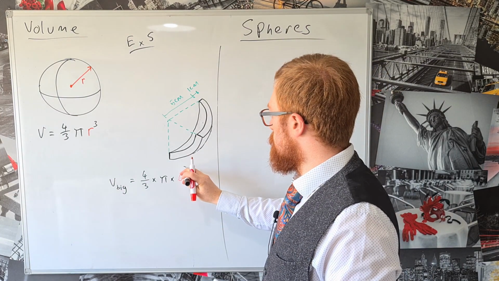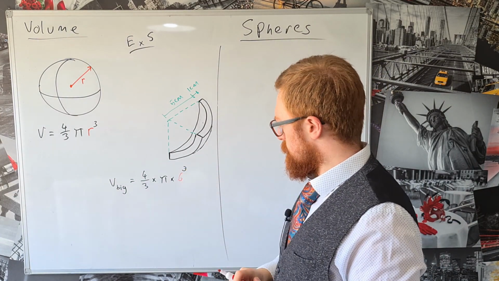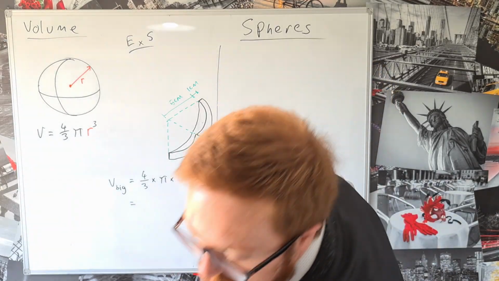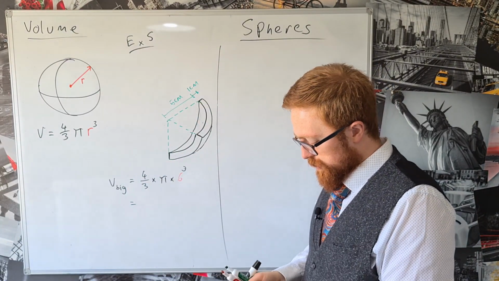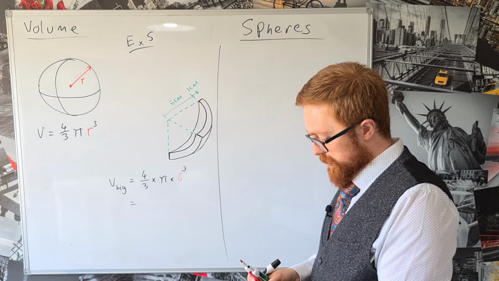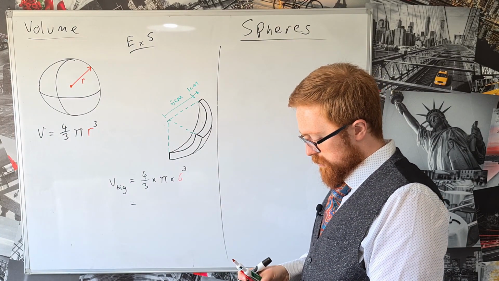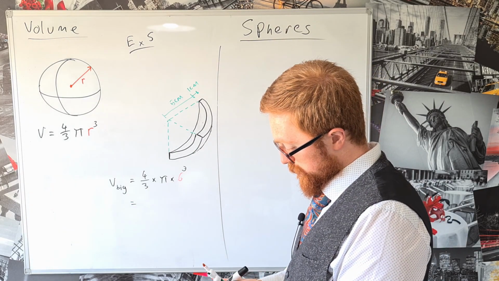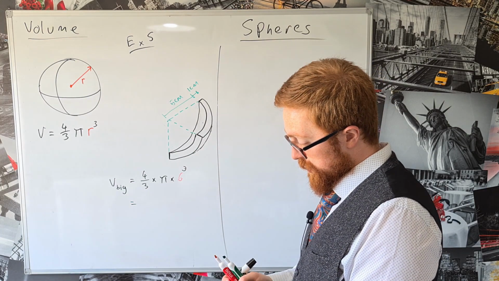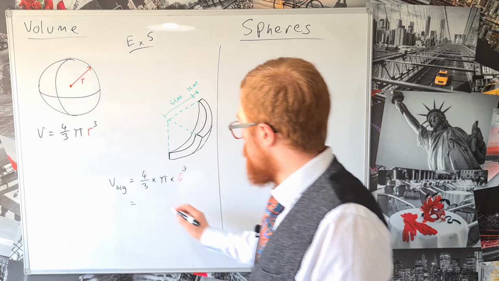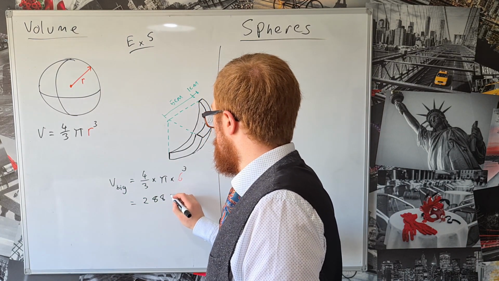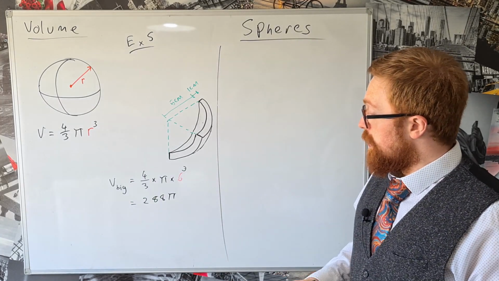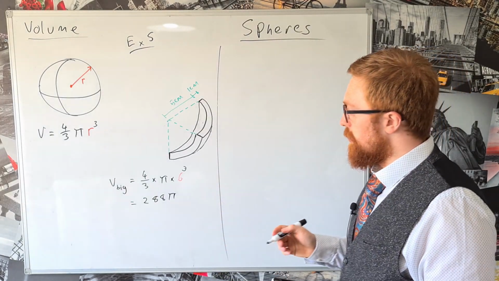4/3 times 6 cubed. This came from one of the previous examples, but I can't remember what the answer is, so we'll just type that into my calculator. 4/3 times pi times 6 cubed, 288 pi. And we'll leave it in exact form again until the very end.